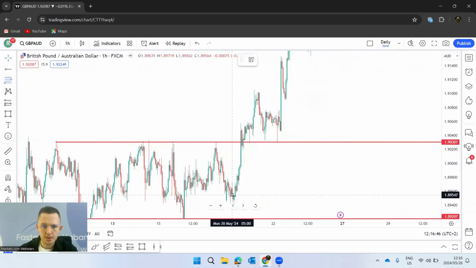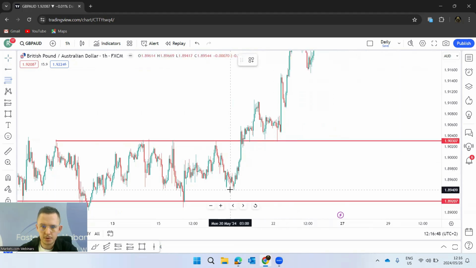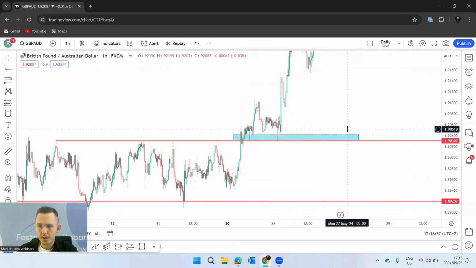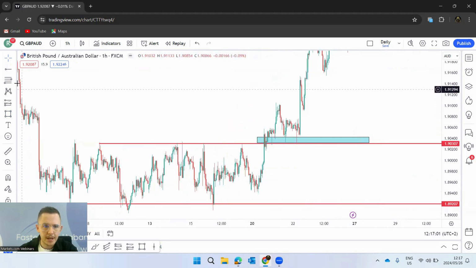So once we broke structure to the top side, we're obviously looking for continuation after the break of structure. So there's your 38% fib. Use that 38% fib as an area of demand. And we also have the psychological level there of 250. Multiple indications, once again, that price should be continuing up.